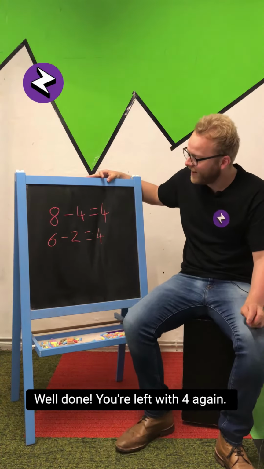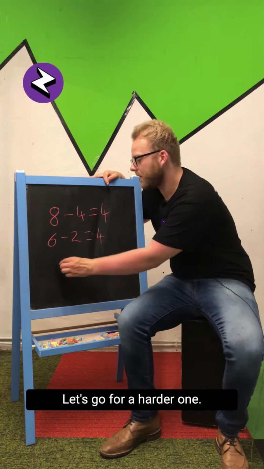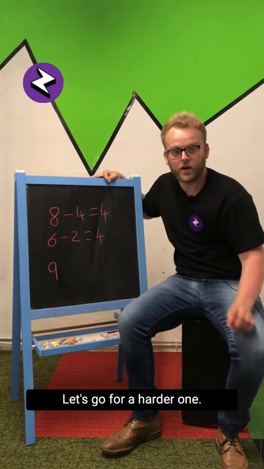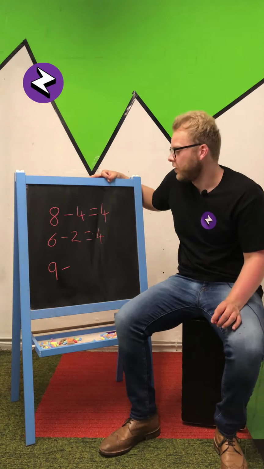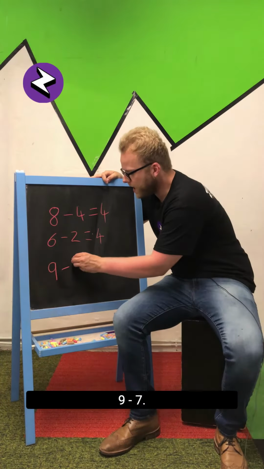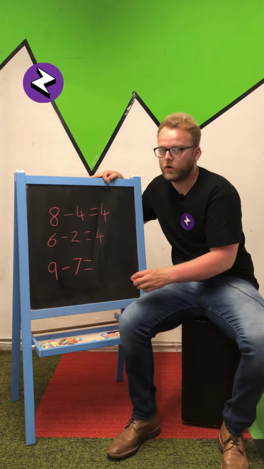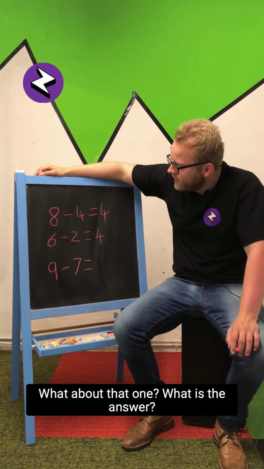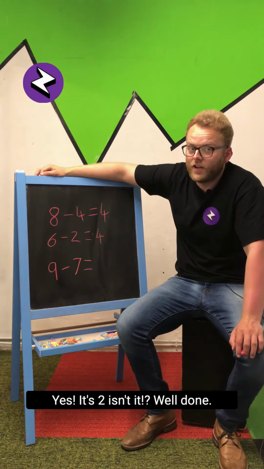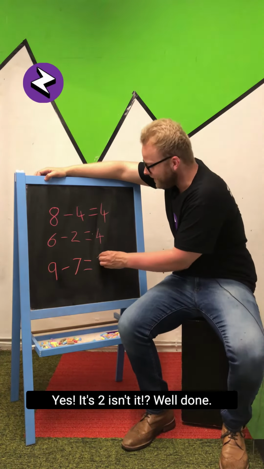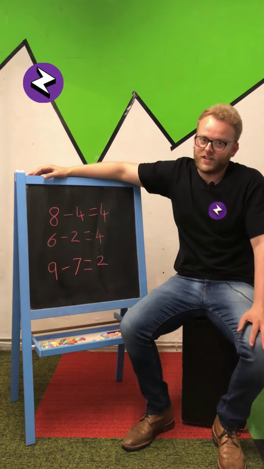All right, let's go for a bit of a harder one. What about 8? Oh no, sorry, let's do 9. 9 take away, ooh, I want to make it a bit harder for you. So 9 take away 7. Ooh, what about that one? What is it? Yes, it's 2, isn't it? Well done. Right, you're smashing this, really good.